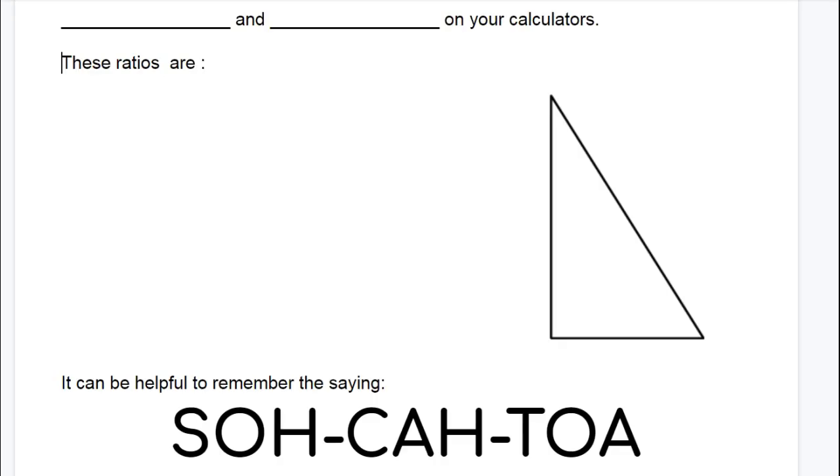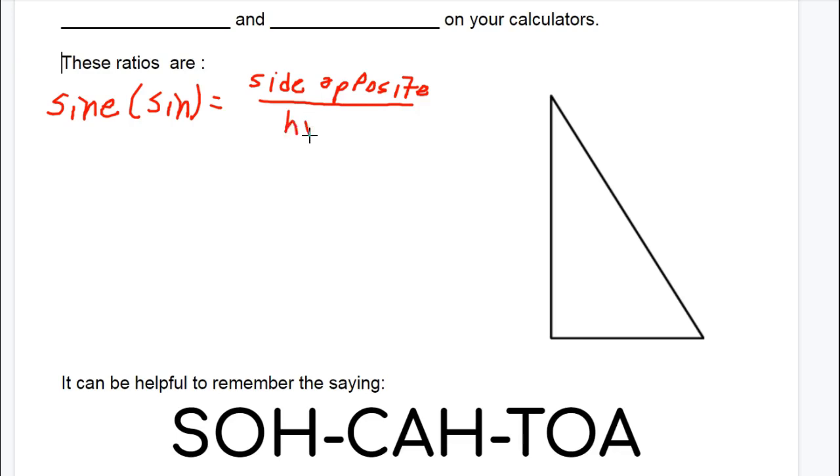So as we were just saying, those three ratios are simply sine, S-I-N-E. A lot of times you see that abbreviated with just SIN. And that's going to be the ratio of the side opposite an angle over the hypotenuse. So the side opposite over the hypotenuse.